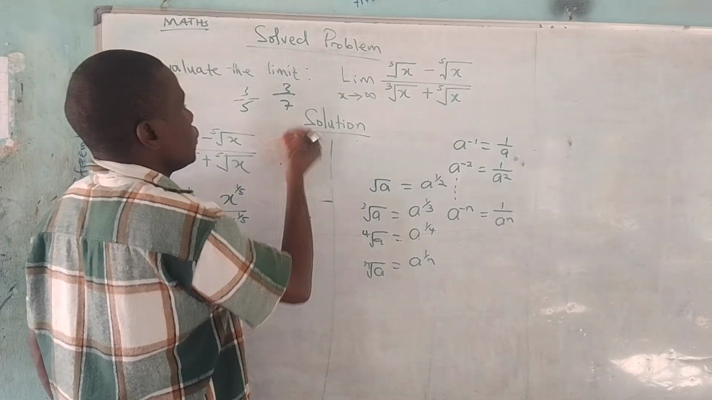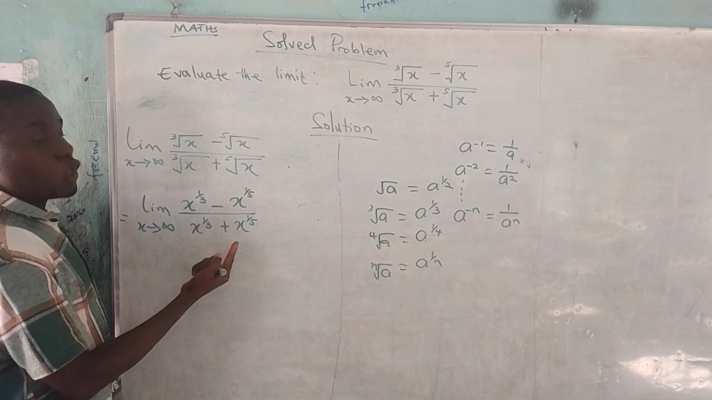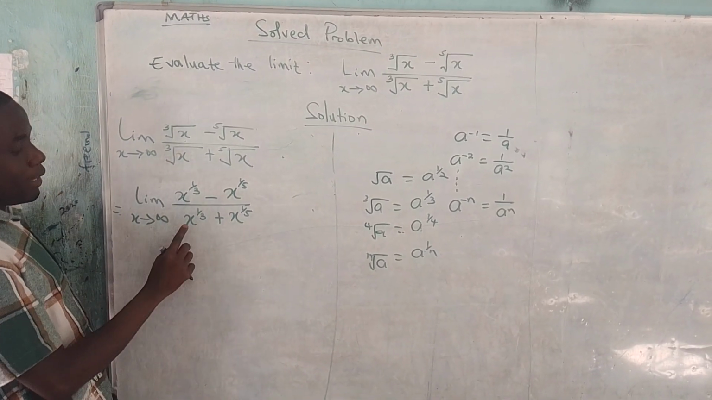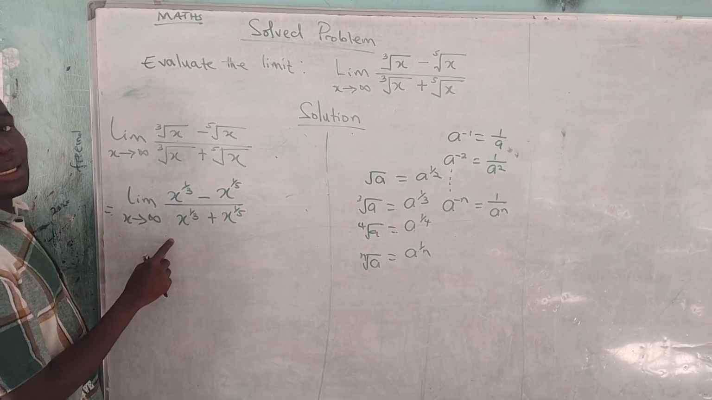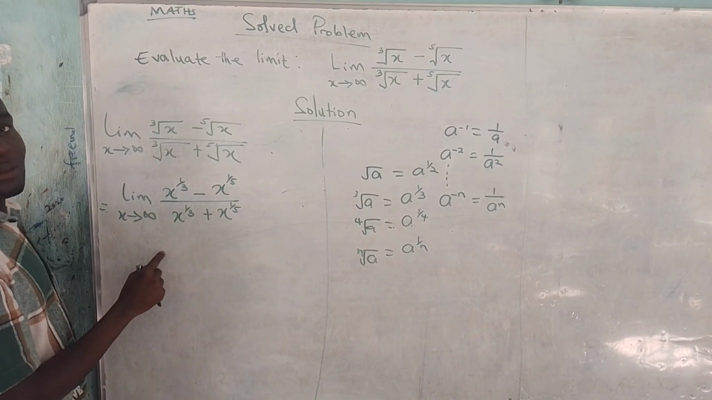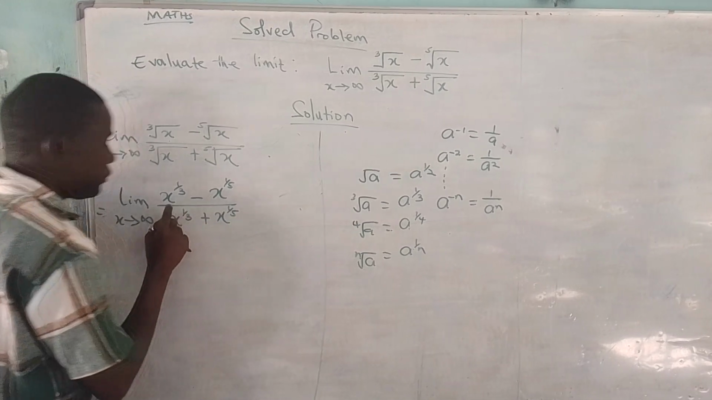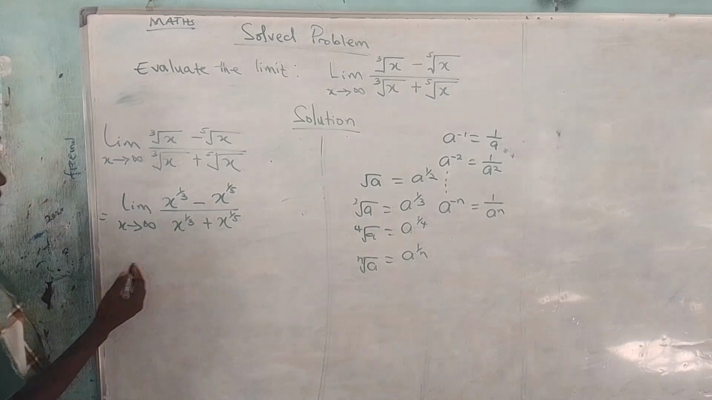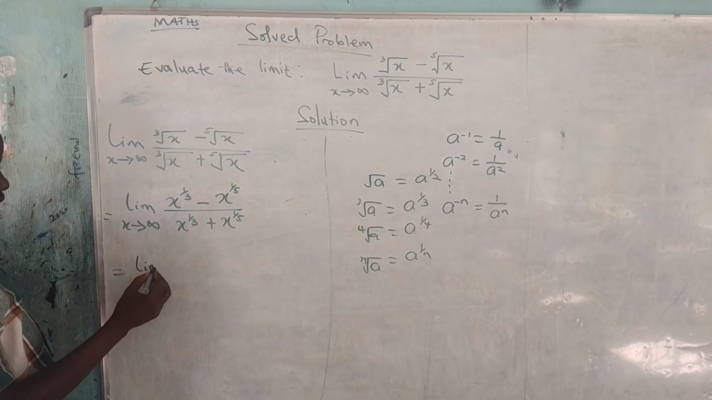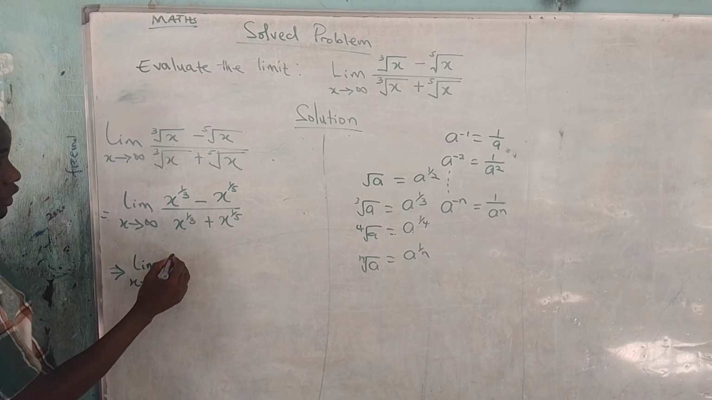Please. So ya zamu kenan? Then we divide both numerator and denominator by x power 1 over 3, being the greater, the largest. Kun gani? So we divide both numerator and denominator by x power 1 over 3. So we have limit as x approaches infinity of what?